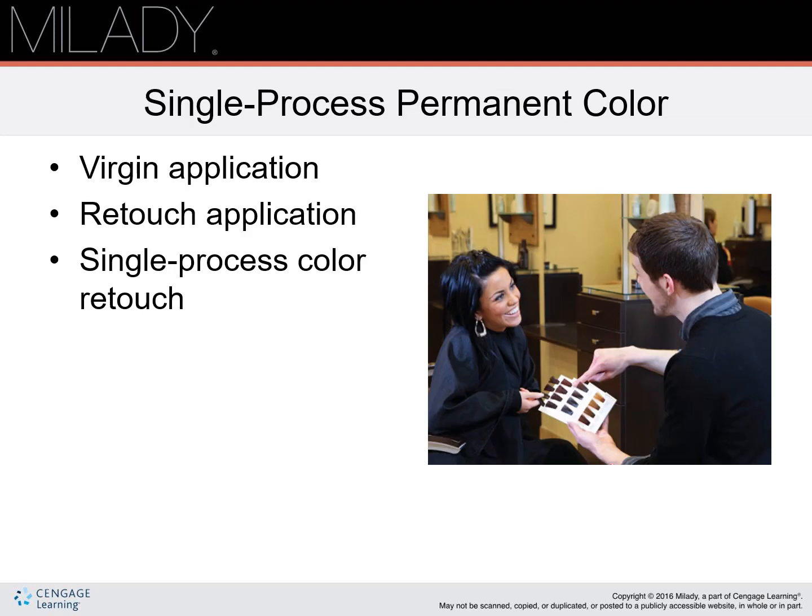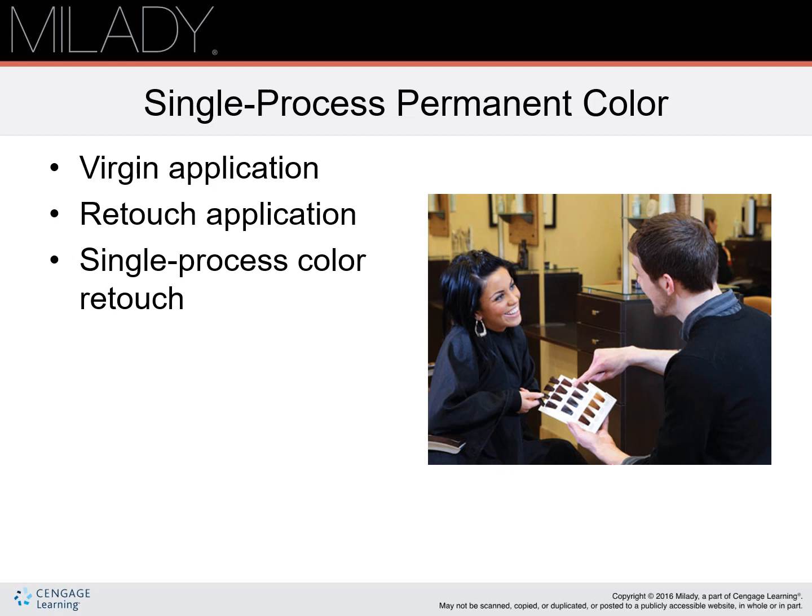Okay. So let's talk about single process permanent color: the virgin application, the retouch application, single process color retouch. We want to talk about all of those. A single process hair color lightens and deposits in one single application. Two examples of that are a virgin and a retouch.